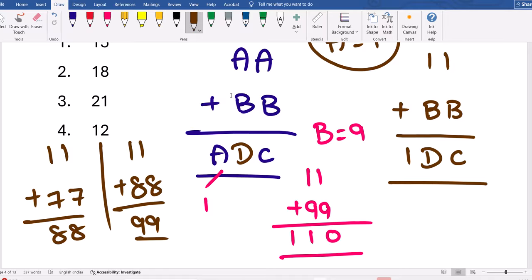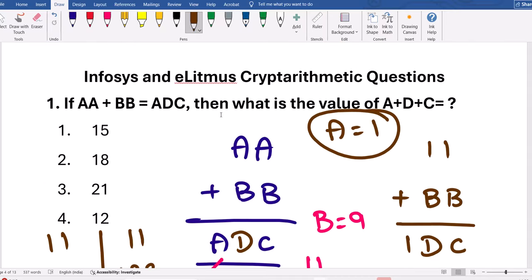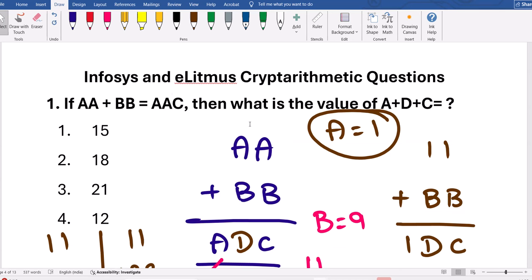110 means AAC. Each letter should be different, sir. Why I'm doing all these corrections is that each letter should take a different value. Already one is assigned for A, so I cannot take it for another letter again. The question itself has a mistake. AAC, we need to put that. It should not be ABC, AAC.